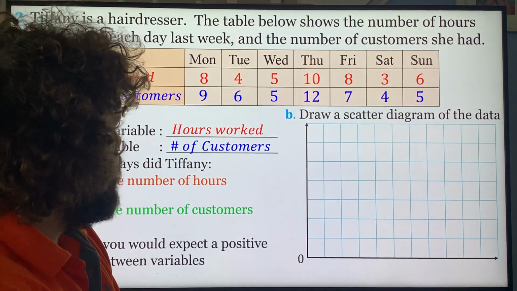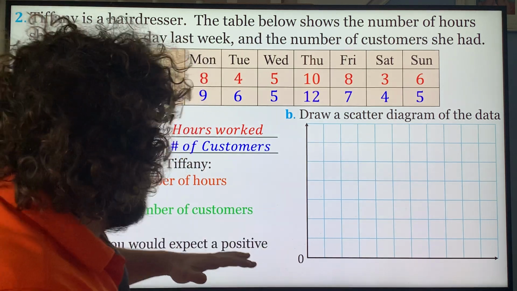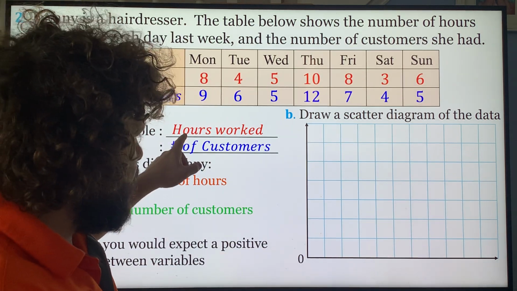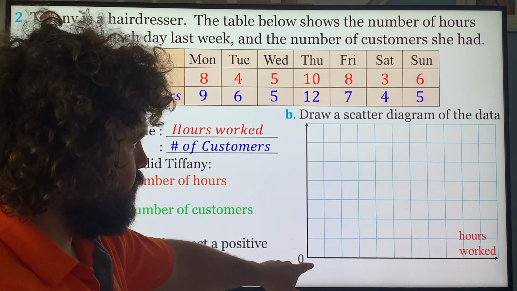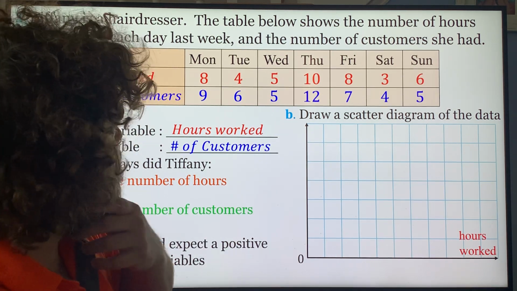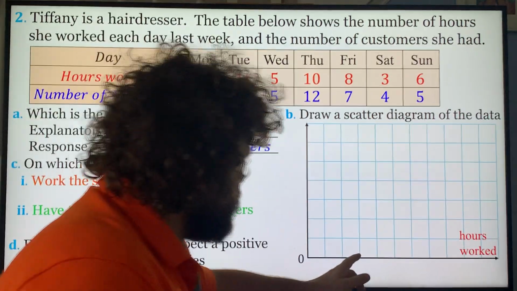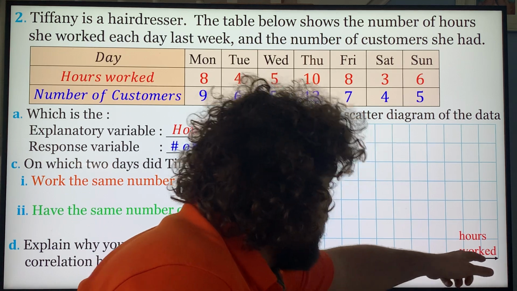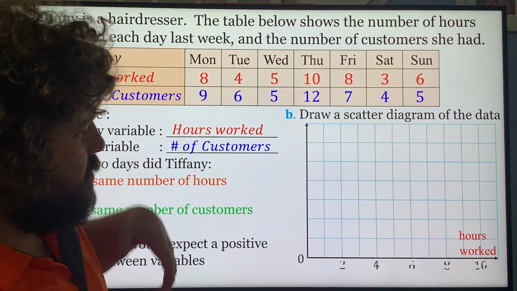So first thing you need to know, what is my independent? Hours worked, so that goes on the bottom. Okay? Now, I need to know what scale to use. So let's see, 1, 2, 3, 4, 5, 6, 7, 8, 9, 10. That looks good. We'll just go by tens.